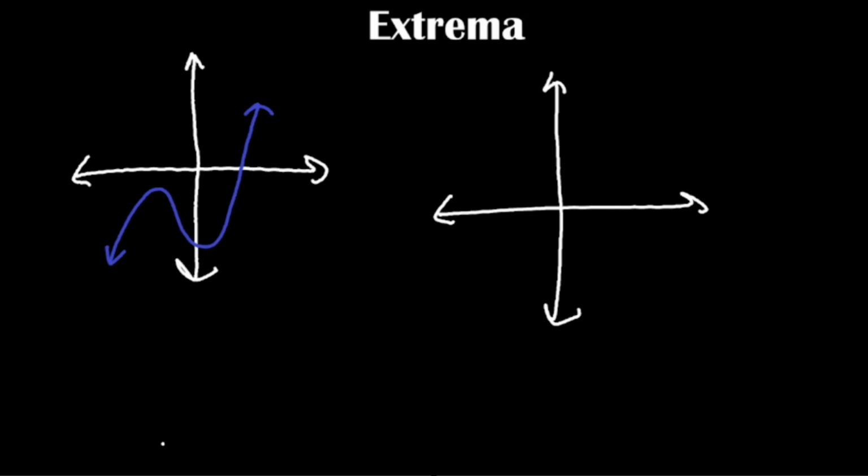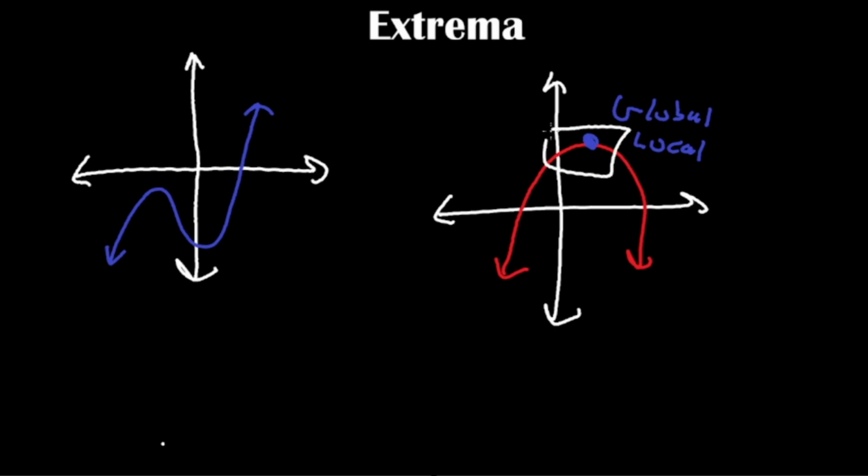Now, a function can also have absolute or global extrema. So if you have something like this, this has an absolute maximum right here because that's the highest point of the function. But it's also a local maximum. So they can be both. Every global maximum is also a local maximum because in that area, it's a maximum. But every local maximum does not have to be a global maximum.